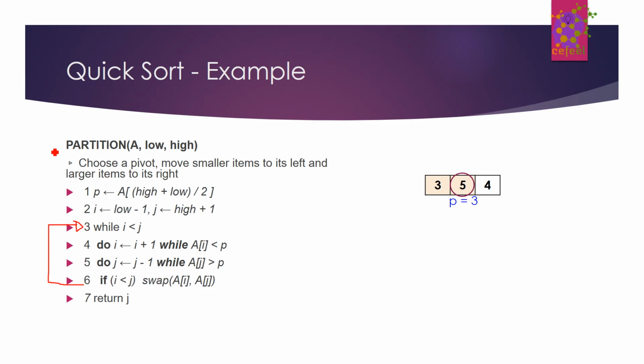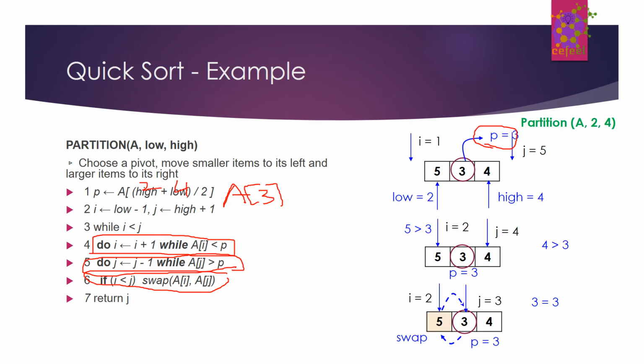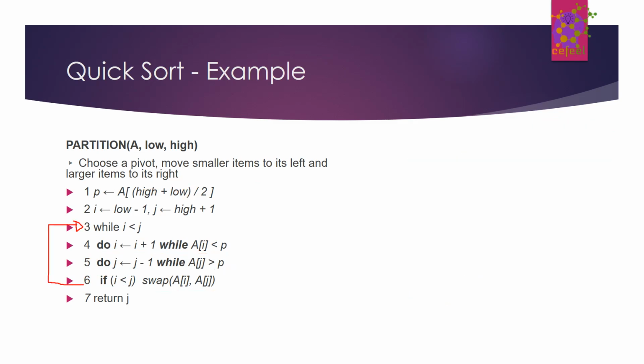Now in step 3 we check i is less than j. i is definitely less than j because i is pointing to 2 and j is pointing to 3. So the inner while loop will trigger again. In this case i will be incremented to 2 plus 1, 3, and 5 will be compared with 3. 5 is greater than 3, which means we have again found an anomaly.